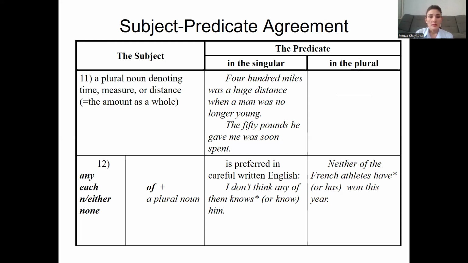Any, each, neither, either, none of plus a plural noun: the singular verb is preferred in careful written English. For example, "I don't think any of them knows him." In the plural way, "Neither of the French athletes has or have won this year."